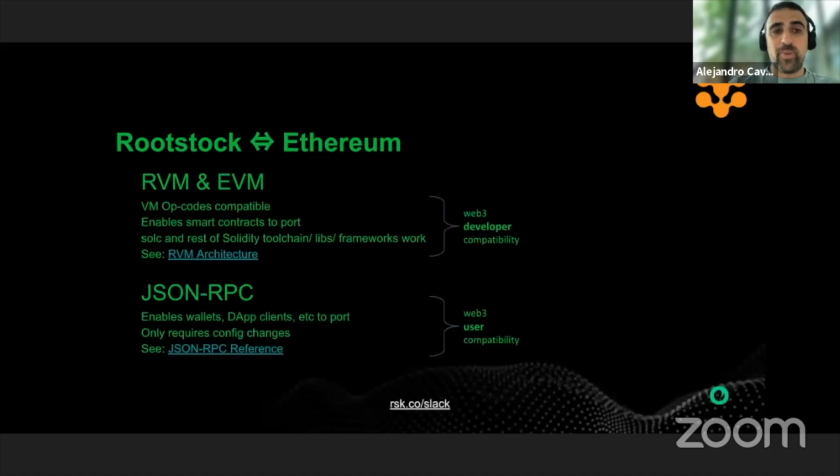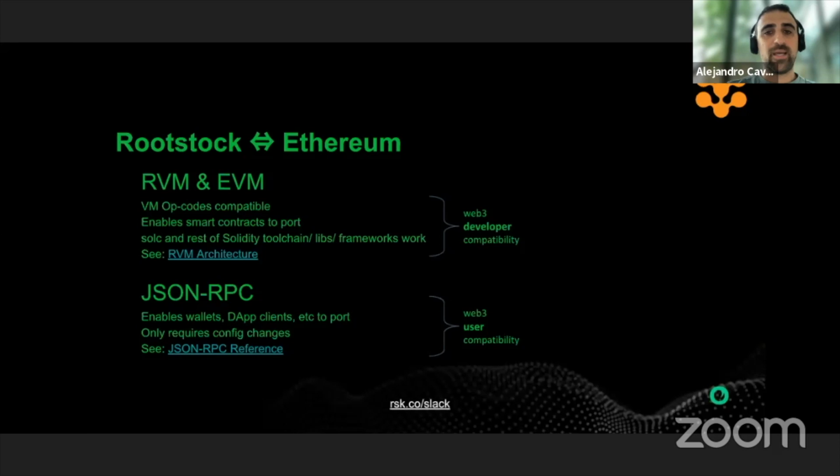We also need to compare Rootstock with Ethereum. The Rootstock virtual machine is compatible with Ethereum's, so we have the same opcodes as the Ethereum virtual machine. It doesn't mean that the implementation is the same, but the functionality is the same. You can compile a contract that was compiled for Ethereum, deploy it on Rootstock, and it will work. That's why being compatible with Ethereum is so important: you can port any smart contract from Ethereum to Rootstock with minimal effort.